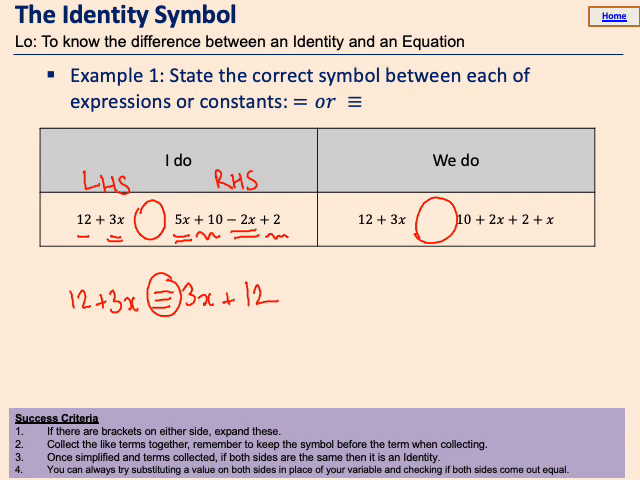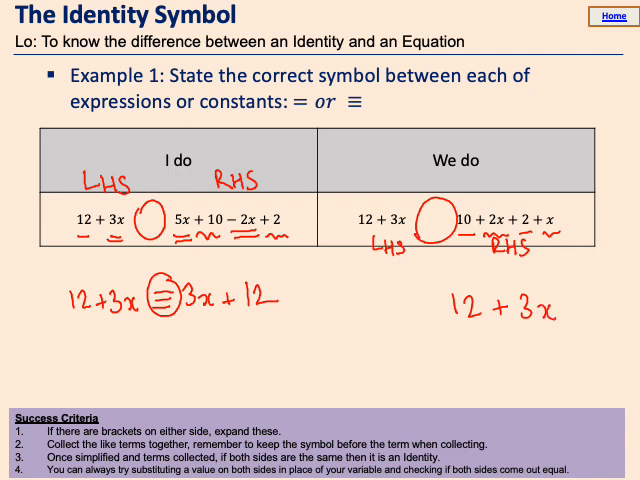Okay, so again, our left-hand side cannot be simplified. Our right-hand side looks like it can. There's a lot more terms. There's a lot more going on. So let's look at our right-hand side. We can collect the 10 and the 2, and we get 12. And then we've also got a positive 2x and a positive x. So that gives us 3x.